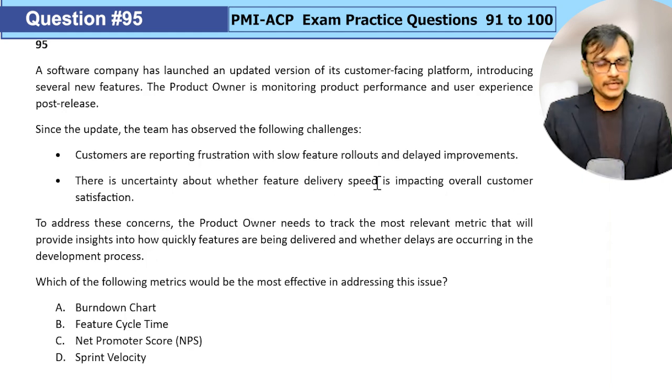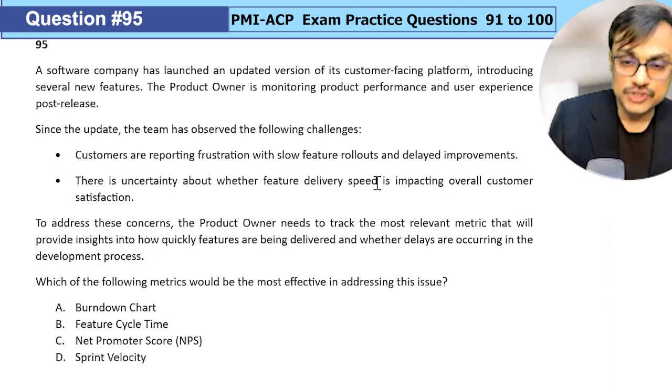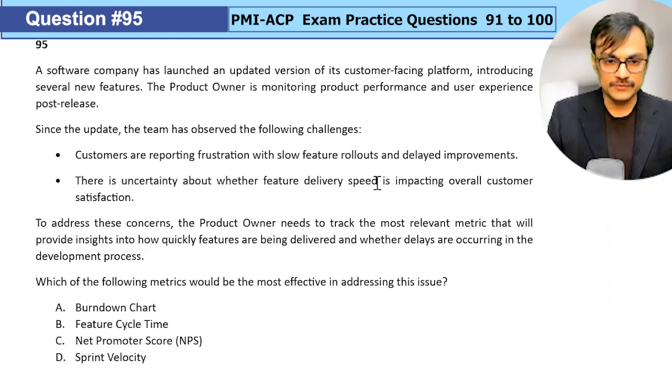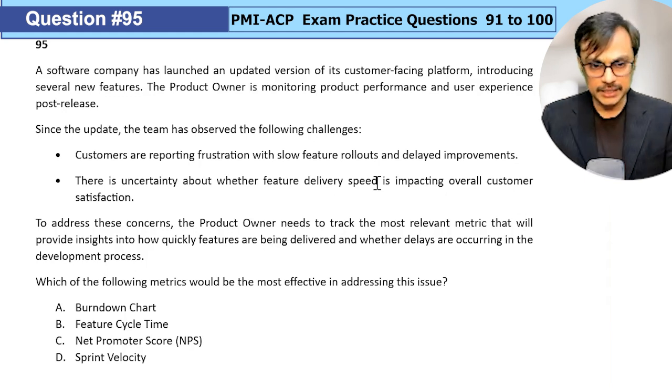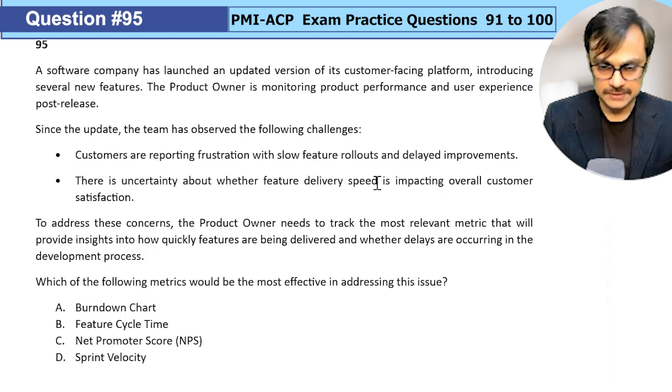Okay, so to address this concern, the product owner needs to track the most relevant metrics that will provide insight into how quickly features are being delivered and whether delays are occurring in the development process. Which of the following metrics would be the most efficient in addressing this issue?